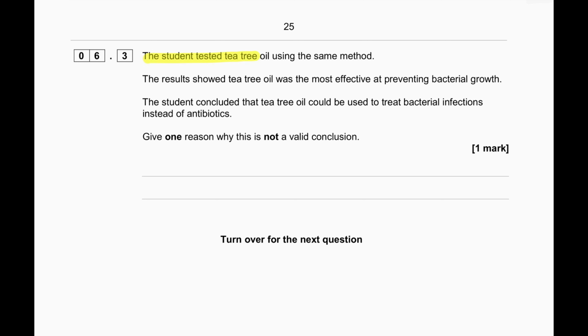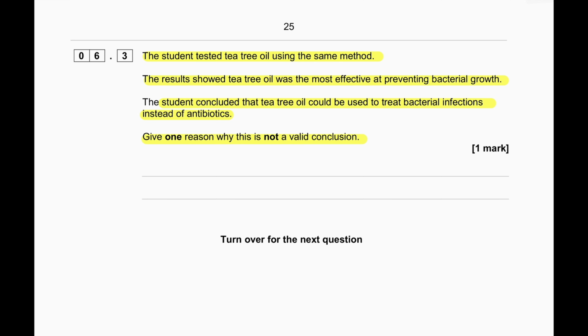The student tested tea tree oil using the same method. The results showed tea tree oil was the most effective at preventing bacterial growth. The student concluded that tea tree oil could be used to treat bacterial infection instead of antibiotics. Give one reason why this is not a valid conclusion.